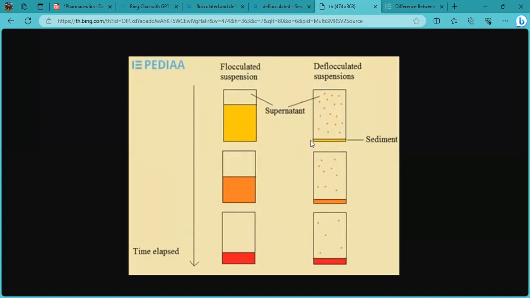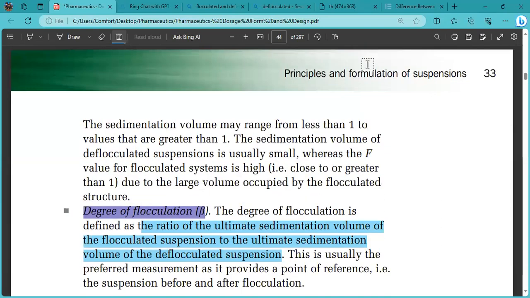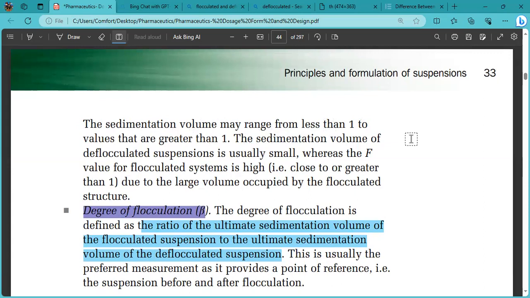So you get the VS, the volume of the sediment. Let me use the flocculated because it's easier to see. This is the volume of the sediment here in the yellow. Then you divide it by the volume of your entire suspension as a whole before sedimentation took place. That's how you calculate the sedimentation volume of a suspension. This value may vary from less than 1 to values greater than 1. So 1 is like your marker, if you will.